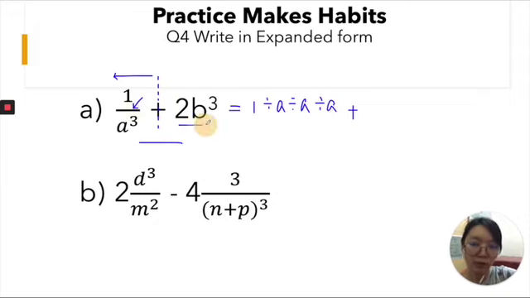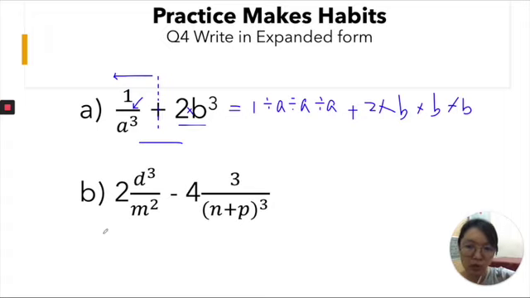On the right, I have 2b cubed. 2b cubed, it is a multiply in between. So it's 2 times b, repeating for 1 time, repeating for 2 times, repeating for 3 times. Pretty easy. Now, you show me how to do d.